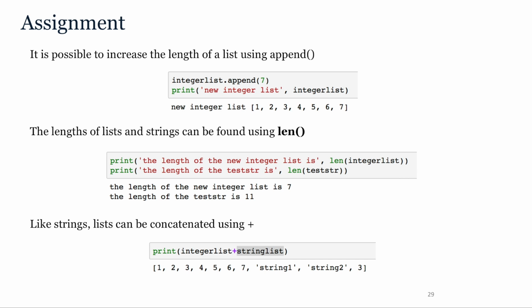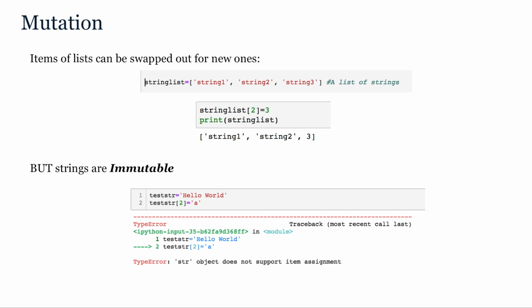And if you want to combine 2 or more lists, then you can do that through the concatenation operator given by the plus sign. Another interesting property of lists is that they're mutable. So that means that you can swap items out from a list and replace them with new ones. So taking as an example this list of strings, we can swap the second index or third item for the integer 3 to return a mixed list.